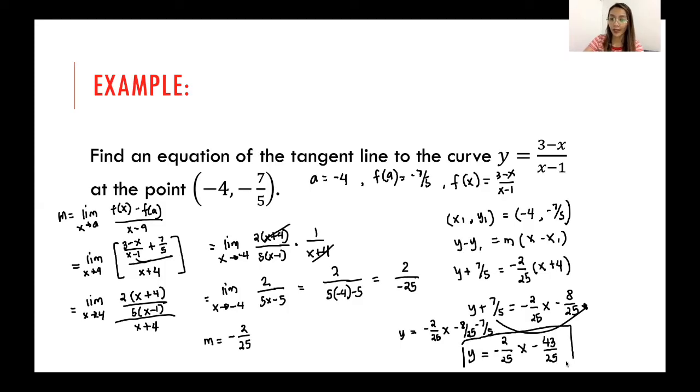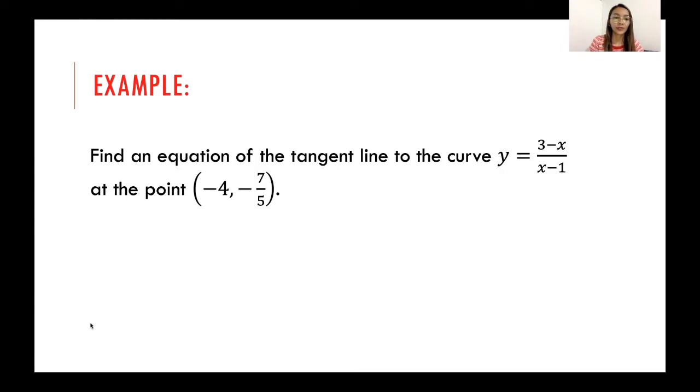To the curve y is equal to 3 minus x over x minus 1. Okay, so I hope we are clear on that. I hope alam niyo na kung paano maghanap ng slope and how to find the equation of the tangent line. Okay, so let's go to the next one.